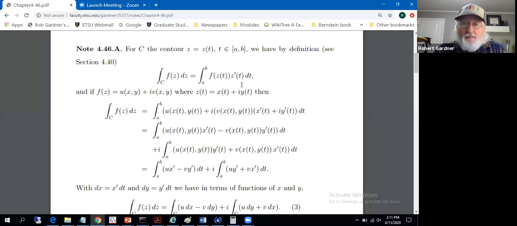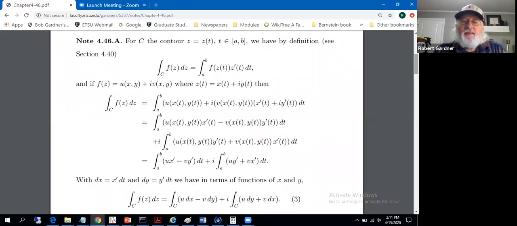Remember, z prime is something complex, f is something complex, so we're just breaking the f's and the z's into their real and imaginary parts. Then, if we want to expand this up here, we're going to be messy in the short term. We're going to take z of t and put it inside of the f function. That's putting x of t plus i y of t in for z of t. So u of x y becomes u of x of t, y of t, plus i v of x of t, y of t. And then the z prime stuff includes some x prime plus i y prime of t stuff.